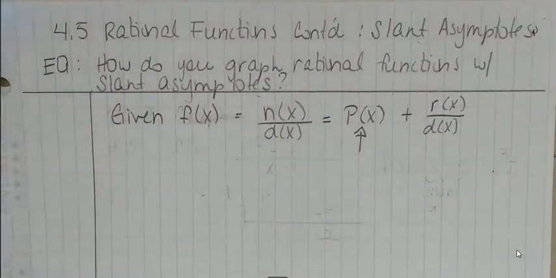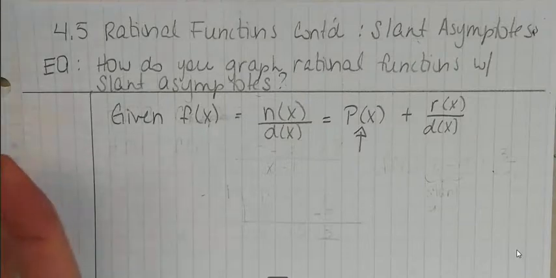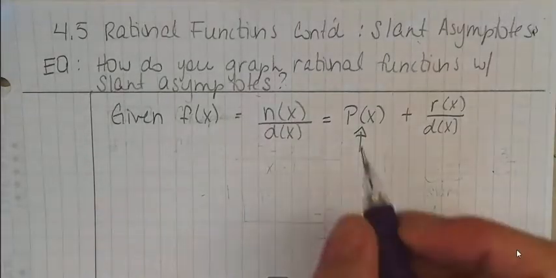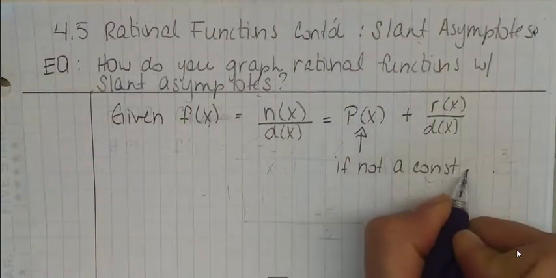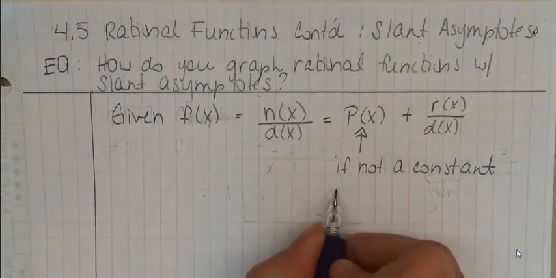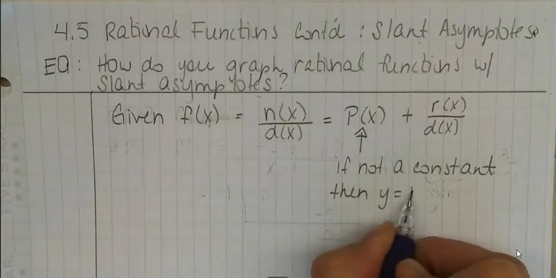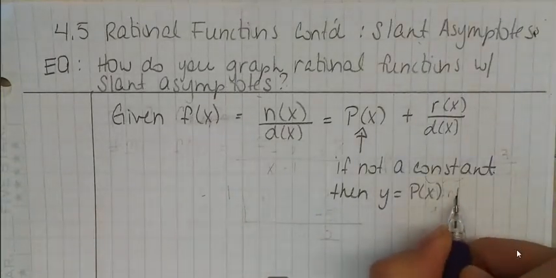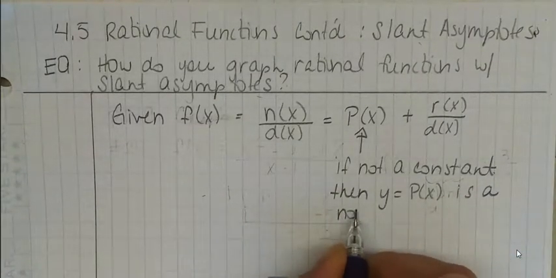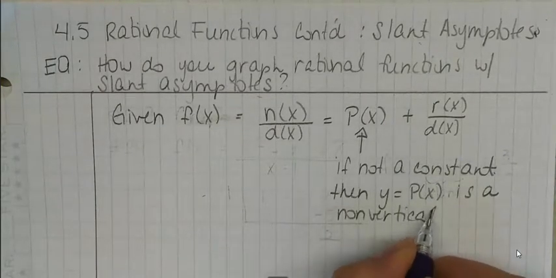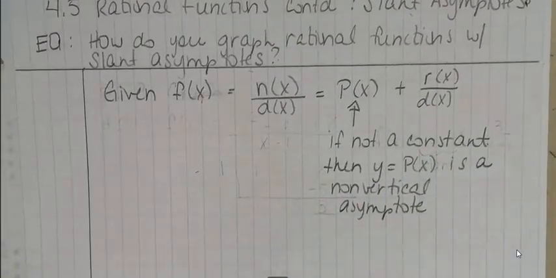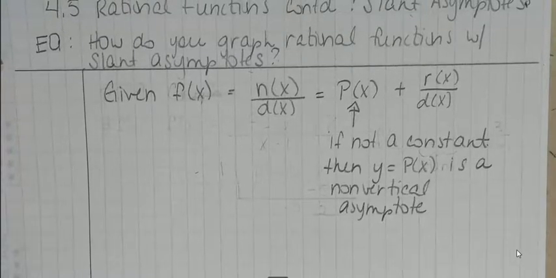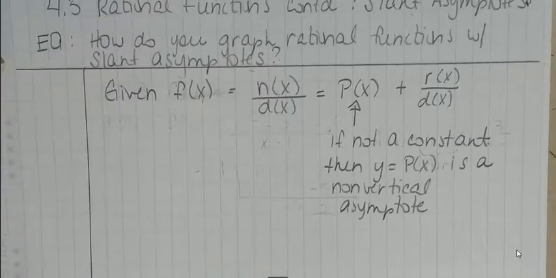Now, in all of the problems that you've done so far, P of x has become a constant, and you've just had horizontal or vertical asymptotes. Well, what if this is not a constant? Well, if it's not a constant, then you're getting some kind of polynomial. We'll call that y equals P of x, and that's going to be a non-vertical asymptote. So it could be a line, maybe a diagonal line. It could be a parabola. It could be a whole bunch of different things. Okay, so that's what we're going to explore today.